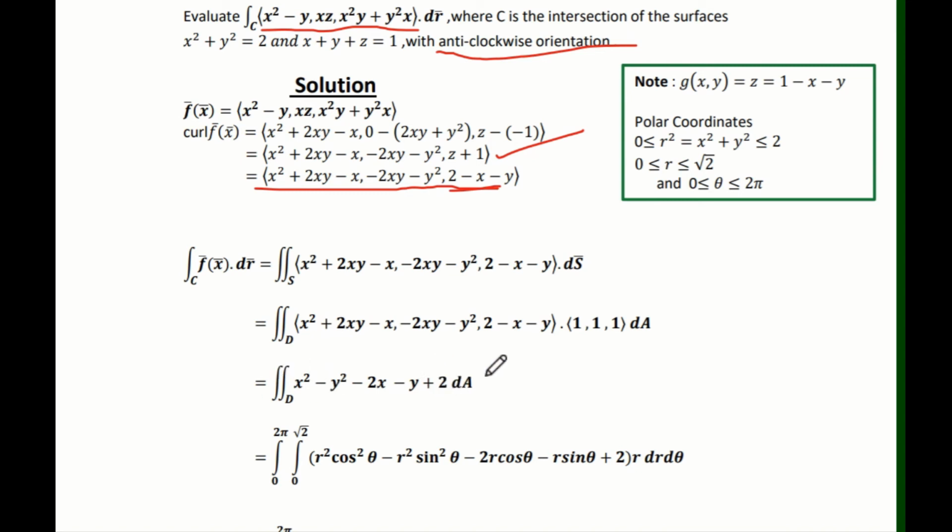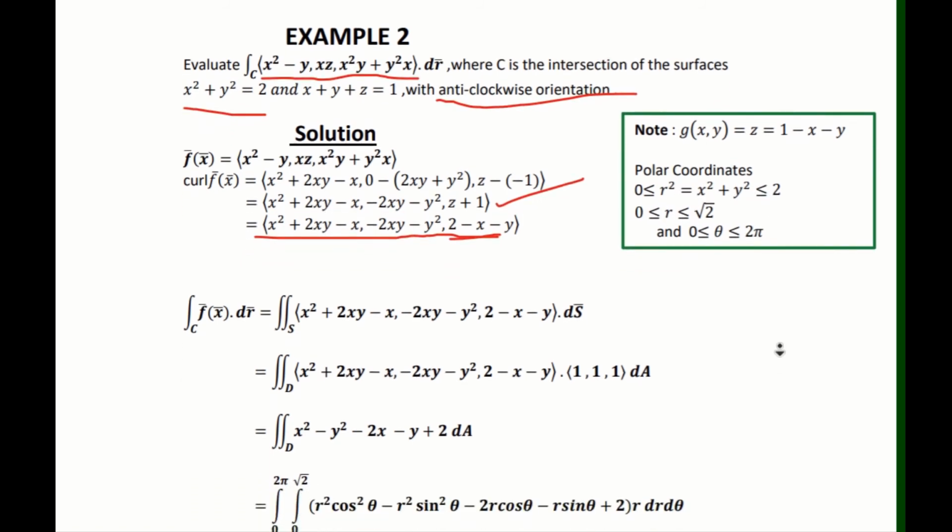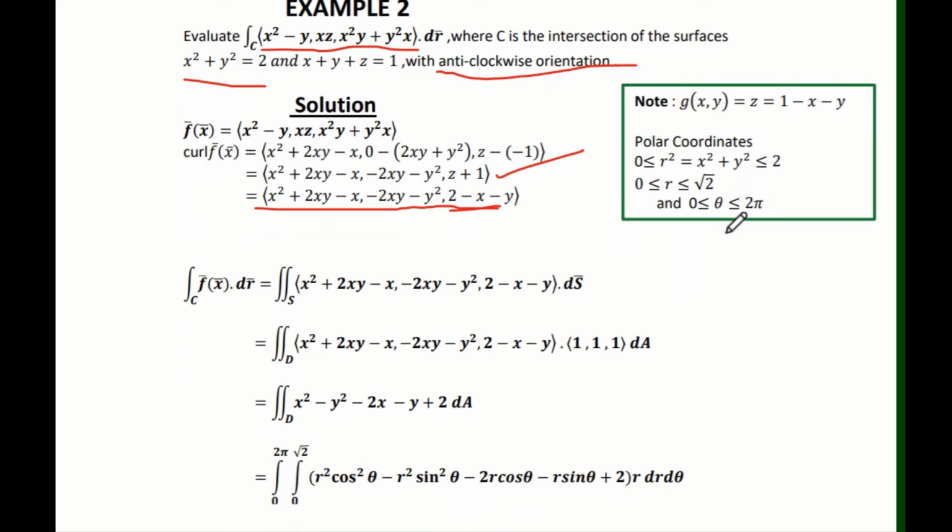And then down here again, I'll also use polar coordinates to solve this. So you substitute your x over here, your y, your x, your y again, and don't forget that r over there. And we are also given this surface here, which is a circle with radius root of 2. So that means r is between 0 and square root of 2, and theta still moves from 0 to 2 pi because it's just a circle.